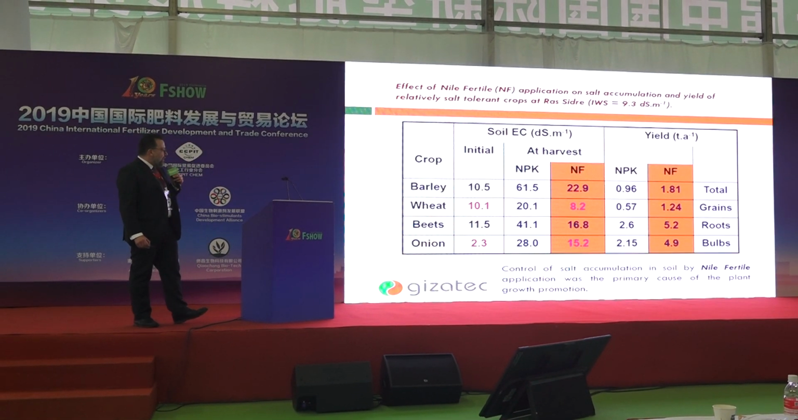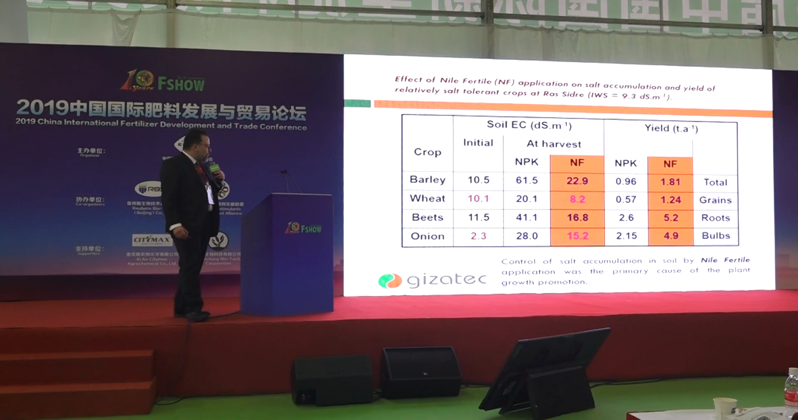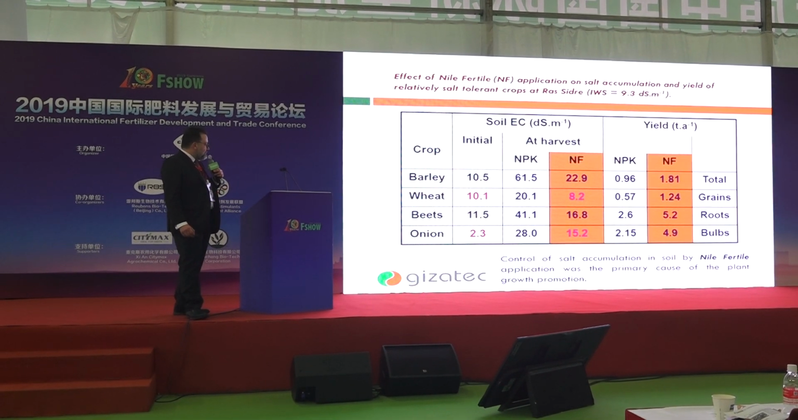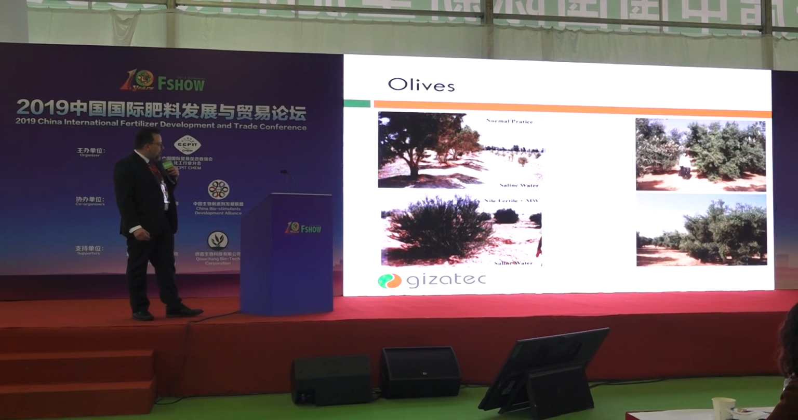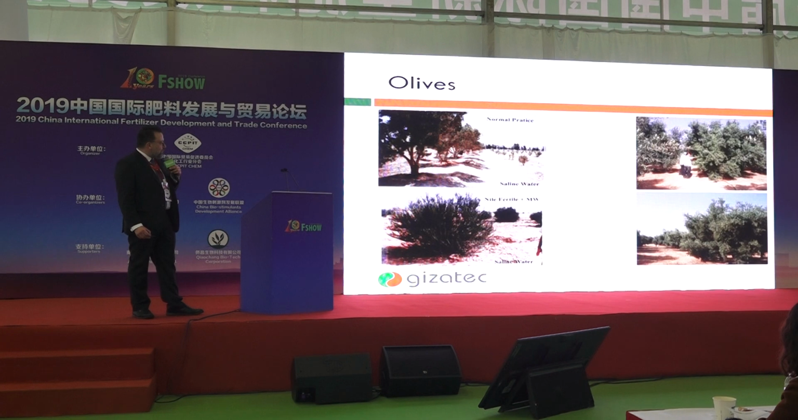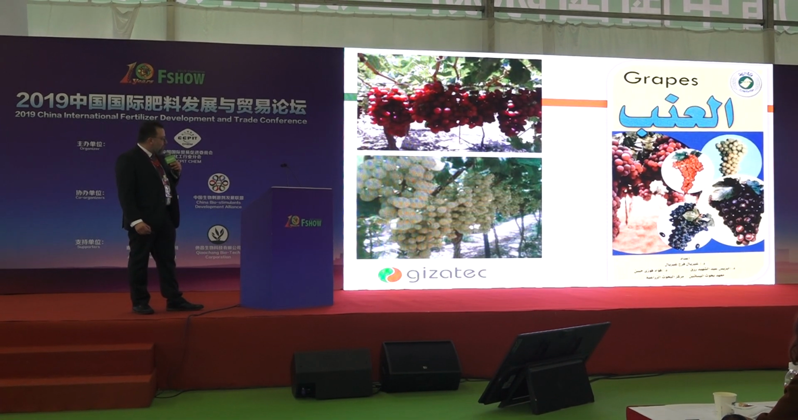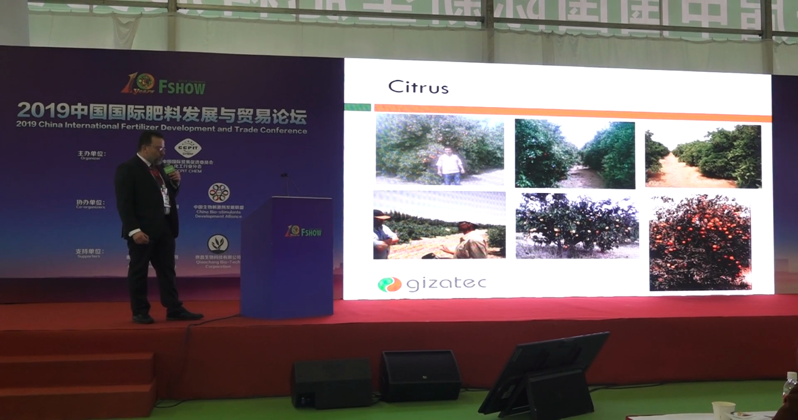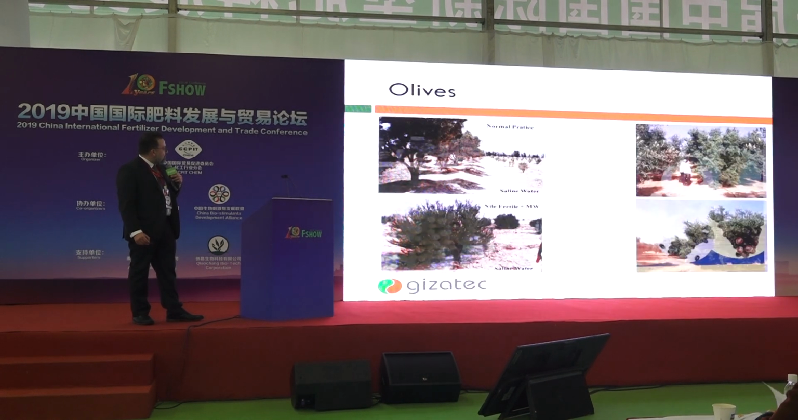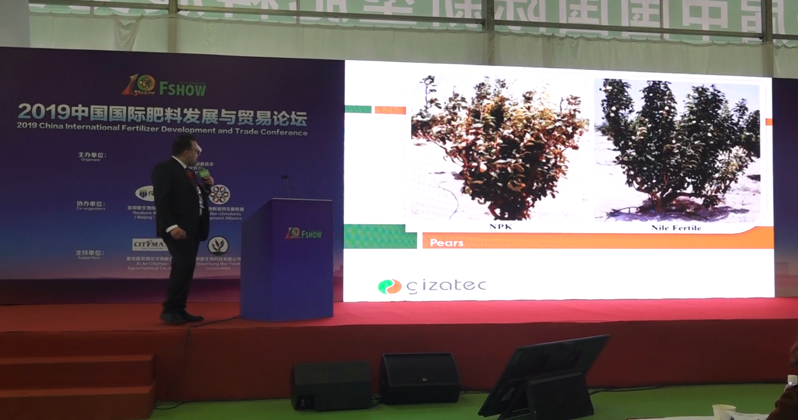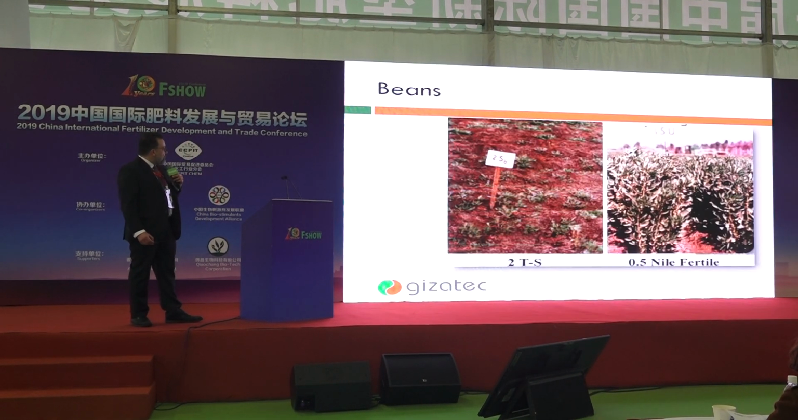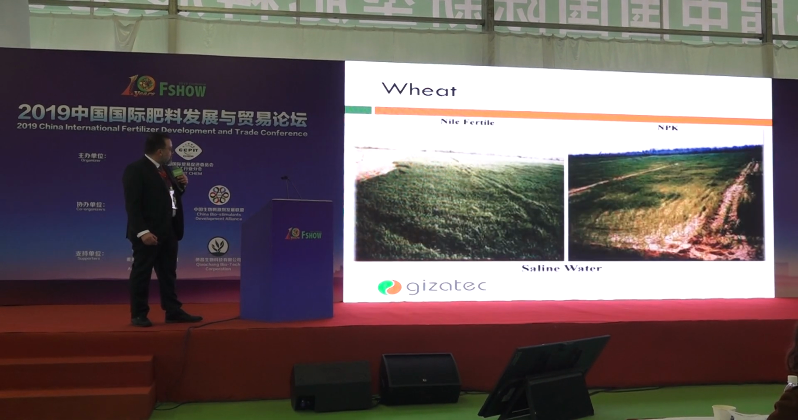Control of salt accumulation in soil by Nile Fertile application was a permanent cause of the plant growth promotion. This shows use of Nile Fertile in several areas of the world and in Egypt, and on several crops like citrus, grapes, pears, peanuts, beans, wheat.